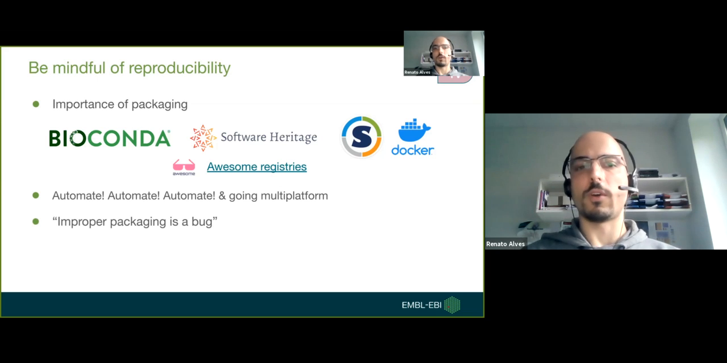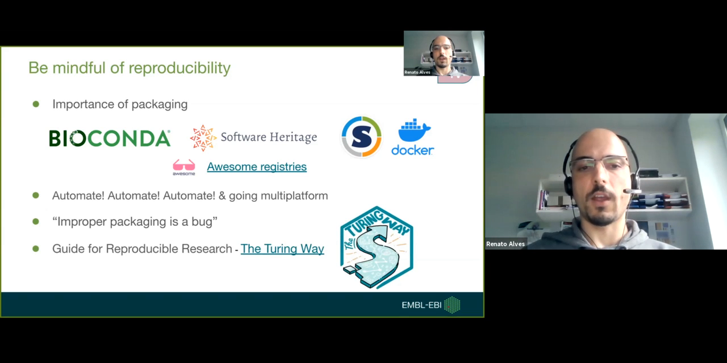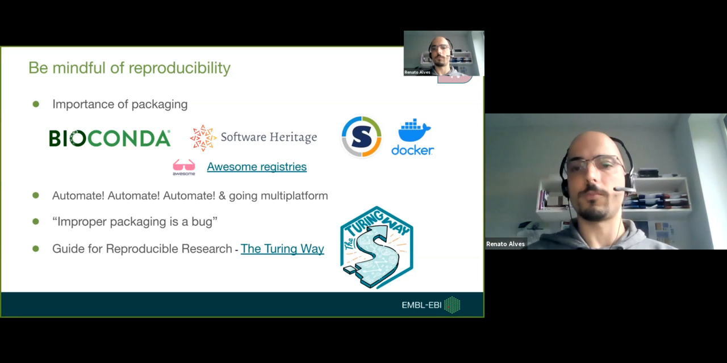I would like to also highlight the philosophy that improper packaging is a bug. So if you get a combination of dependencies that is not really aligned, this is going to create a problem for reproducibility. So you should consider this, or you should see this as a bug. And if you want to dive deeper into reproducibility, I would also like to highlight the Turing Way project, which has an excellent guide on how to do reproducible research.